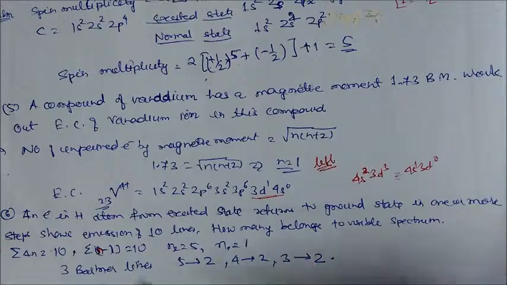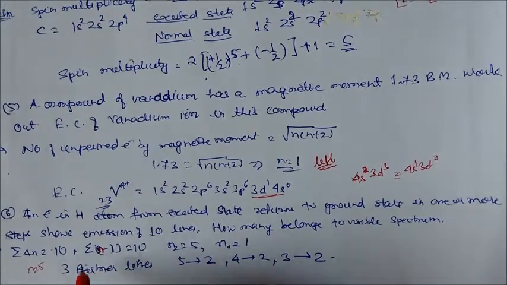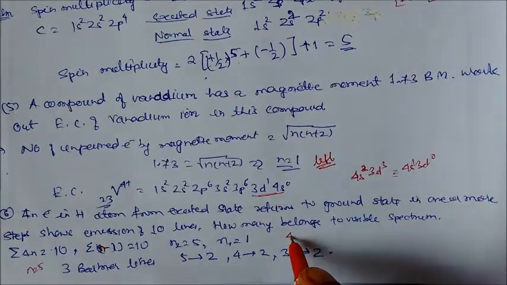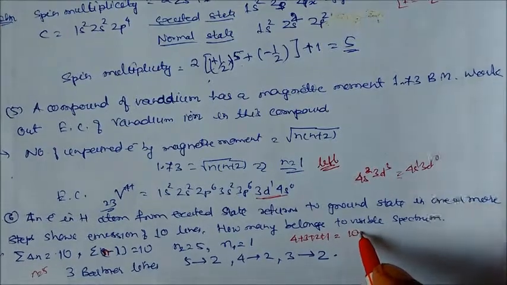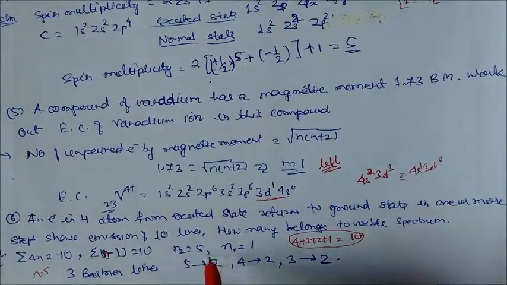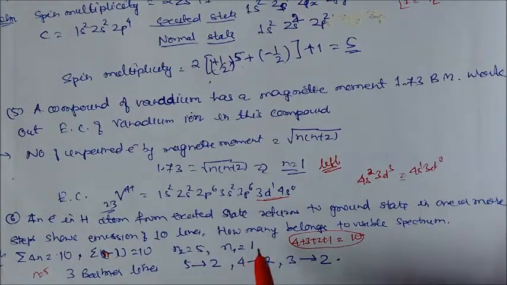So you have to take such a value of n that it becomes 10. So if you take n equal to 5, this becomes 4. So 4 plus 3 plus 2 plus 1, this is 6 plus 4, 10. So the answer is n2 equal to 5, n1 equal to 1. So from n equal to 5 it will give all the 10 lines, but we have to know only the second lines, that means 5 to n equal to 2. So one line will be 5 to 2, the next will be 4 to 2, and one will be 3 to 2. So there are 3 Balmer lines possible, which belong to the visible spectrum. So this is our answer.